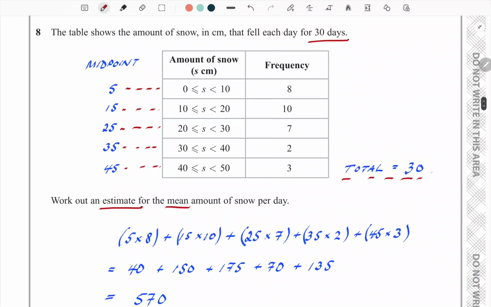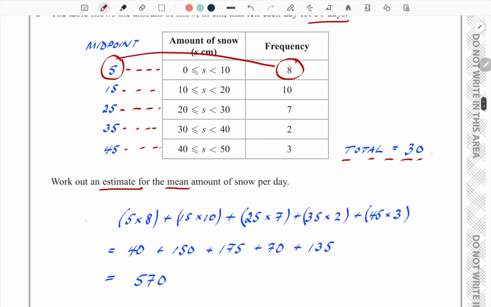What you then have to do is multiply the midpoint by its frequency, all right? And do that for each of the classes. So that's what I've done here. 5 times 8 plus 15 times 10, 25 times 7, plus 35 times 2, 45 times 3, as you can see from the table. A quick bit of mental arithmetic, and you end up with 40 plus 150 plus 175 plus 70 plus 135, and the total of all of that is 570.